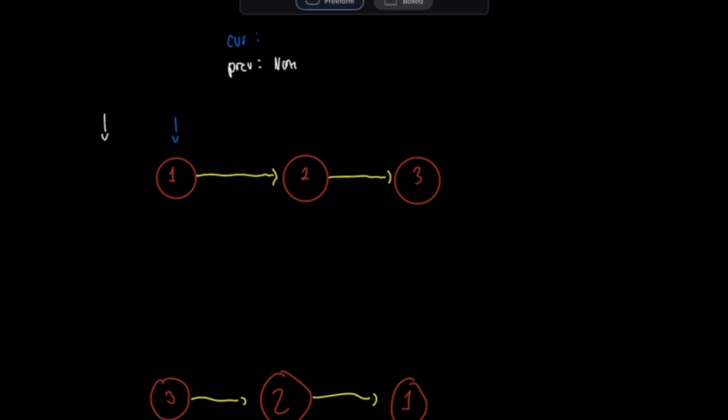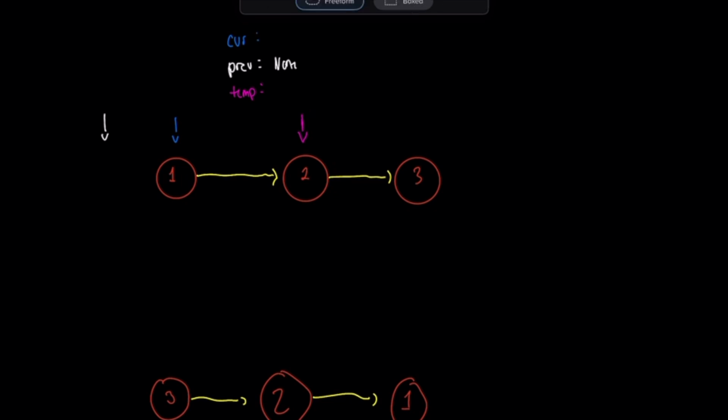The way we can do this is we can create a temporary pointer, and this temporary pointer is going to be set to current.next. So in this case, it's going to be 2. The reason we want to do this is once we reverse that link right here, we're going to lose the reference to this next node. So we are creating this temporary pointer to make sure that we don't lose it.